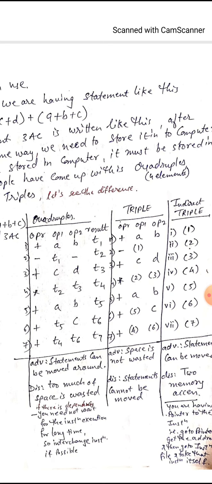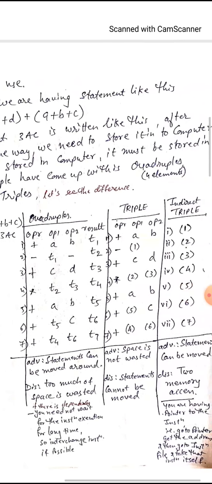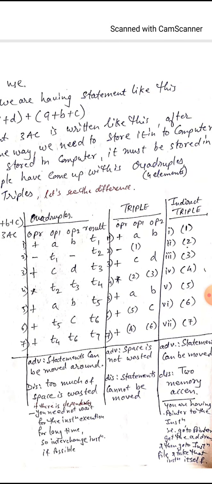Then again plus c d, then we have the numbers 2 and 3. So 2 and 3, so minus of a plus b plus again c plus d, right? So that is done at the fourth level. Then 5 is a plus b, then 6 is 5 and c, so a plus b plus c is finished at the 6th level, and 7 is saying 4 plus 6, so that is all finished, right? In that way we can create the triple format for the intermediate code.